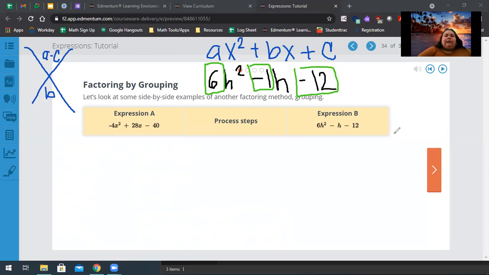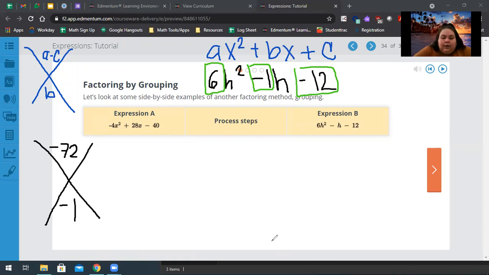So here we are going to multiply 6 times -12. So 6 times -12, what? That's -72. And then we have -1 at the bottom.